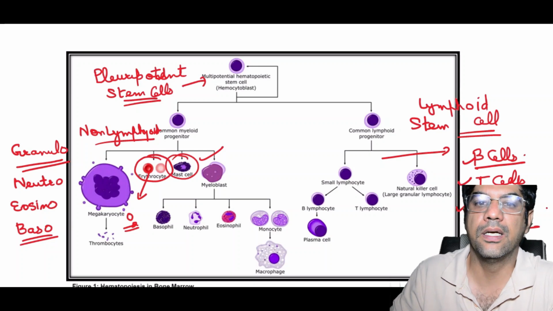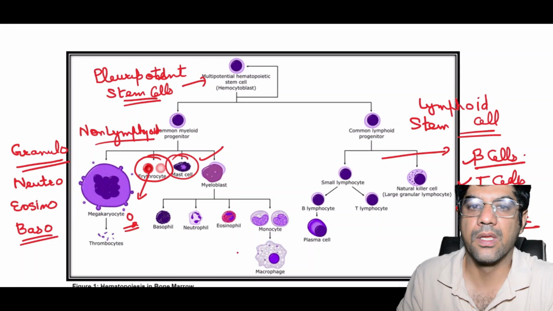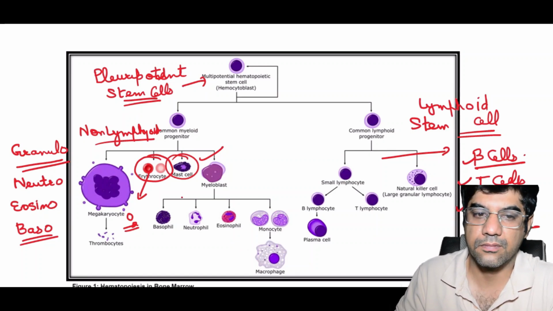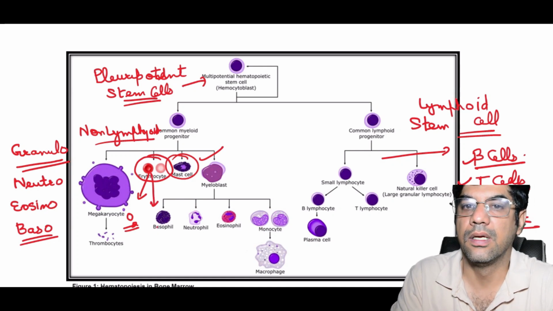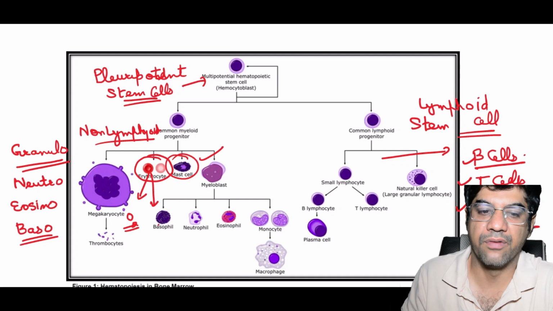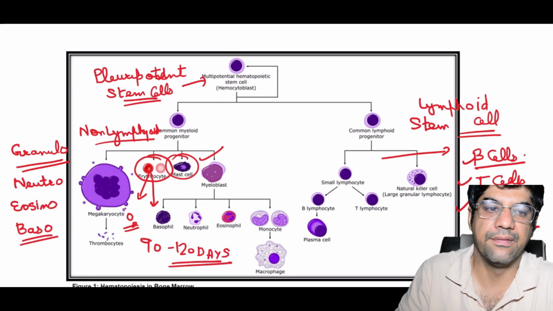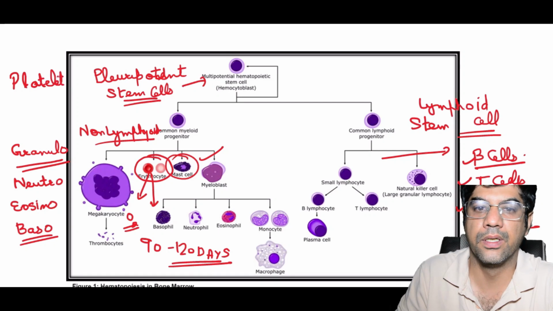Fourth are the circulating blood cells. RBCs, that are the erythrocytes, have an average lifespan of 90 to 120 days, whereas the platelets have a lifespan of around 10 days.